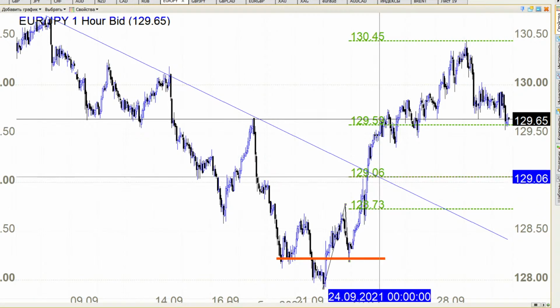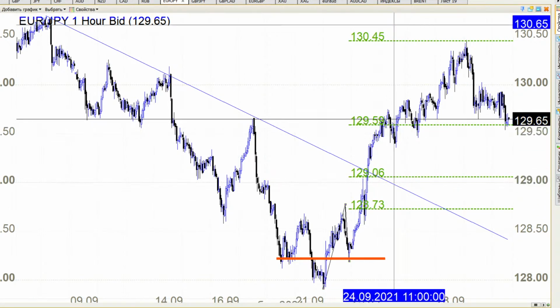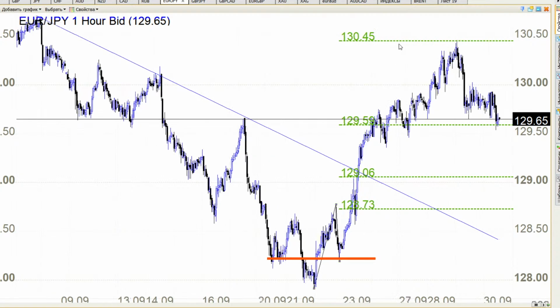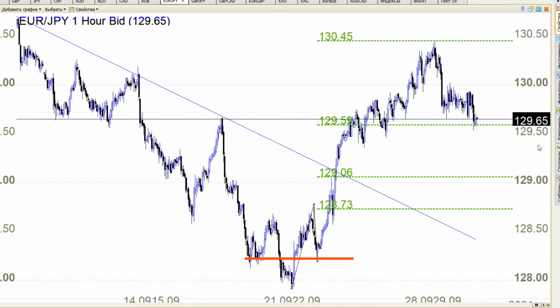128.73, 129, 129.60 and 130.45. Well, miracle, but it works. So right now, for Euro Japanese yen, we can say that this is a good level of support right here, right now.